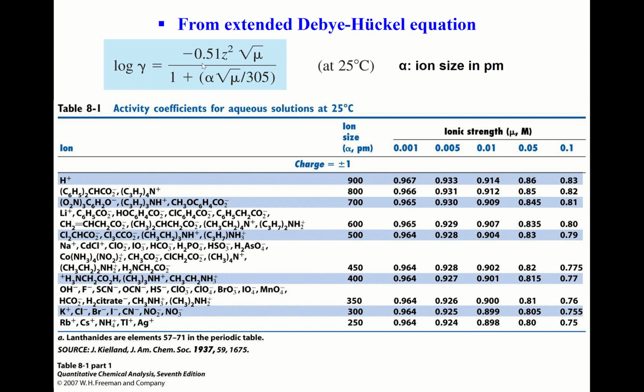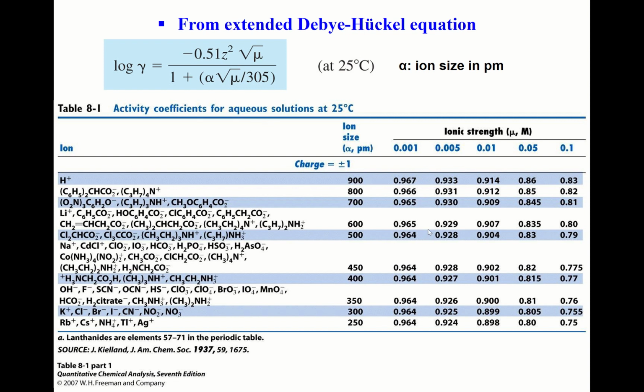Log gamma equals minus 0.51 z squared multiplied by the square root of ionic strength, divided by 1 plus alpha times the square root of mu divided by 305, at 25 degrees C. Here alpha is the ion size, with unit picometer. Don't forget that this alpha is the hydrated ion size, not the pure ion size.